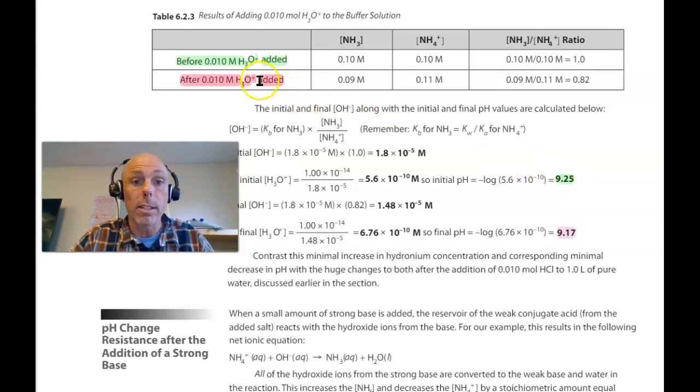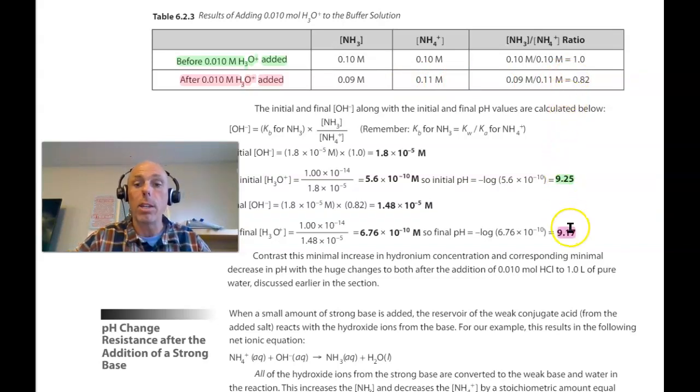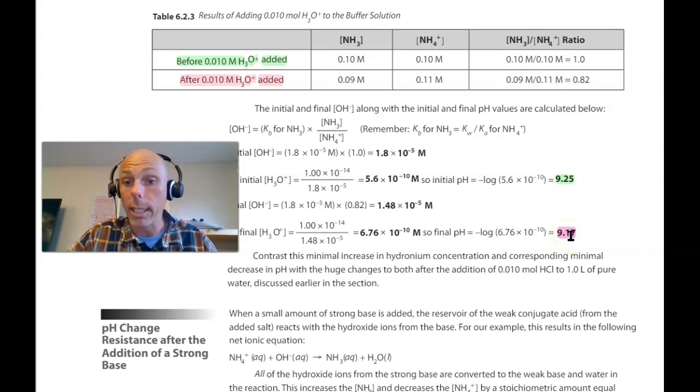Meanwhile, if you add some hydronium, a strong acid, 0.01 molar again, it will react with the base, turning that base into its conjugate acid. Base falls by 0.01, acid rises by 0.01, and now the ratio of base to acid is 0.82. If we plug that into the equation, we find that the pH goes down, but only a little bit. It goes from 9.25 down to 9.17. So proof again that the addition of a strong acid doesn't cause the pH to fall very much. This buffer system resists the pH change.